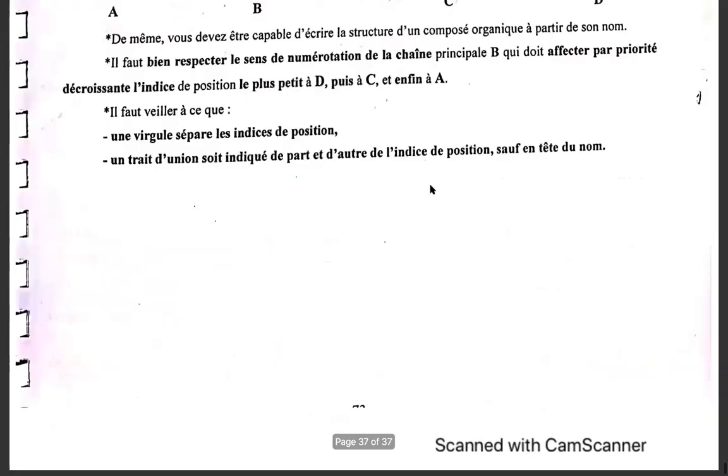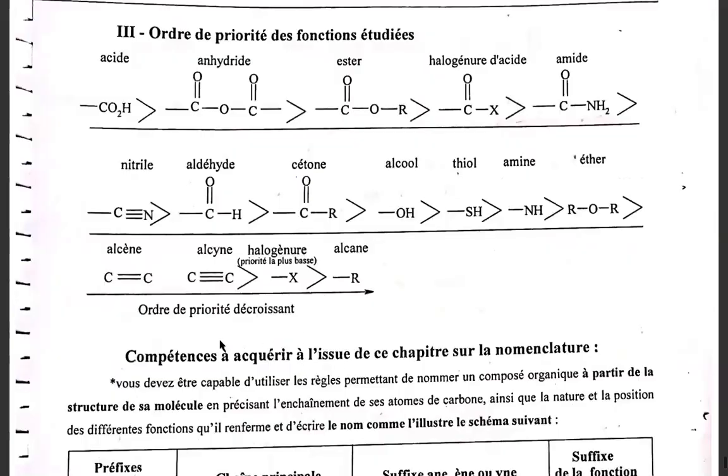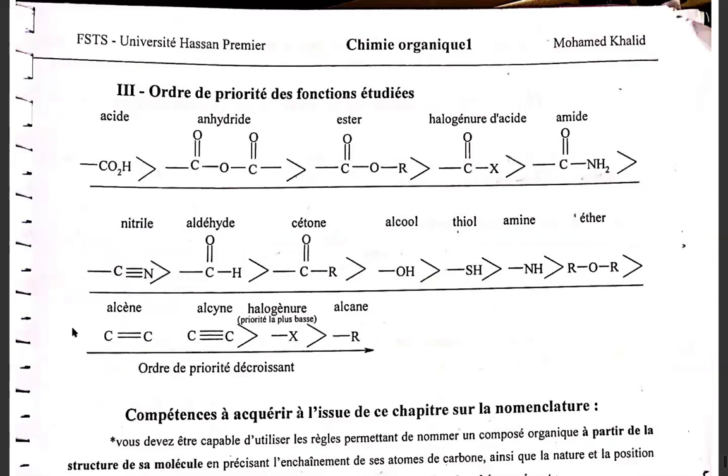There's this table here. This is the table of priorities. So when you have an alkene and you have an alkene, the alkene takes priority. If you have a carboxylic, the carboxylic acid is the highest. So if you have a compound and you have a carboxylic function, automatically that becomes a carboxylic acid.